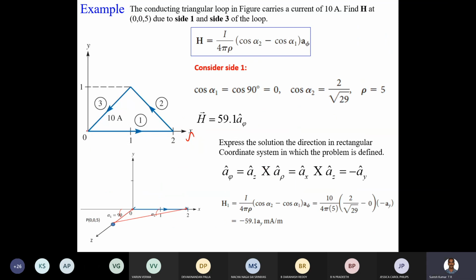So the magnetic field due to this segment 1, at the observation point, please look at this picture. At this point it is minus AY. Now it is time to cross check the answer. Why is it along the minus Y direction? Let us not bother about the scalar part. Now let us see why it is along minus Y direction.